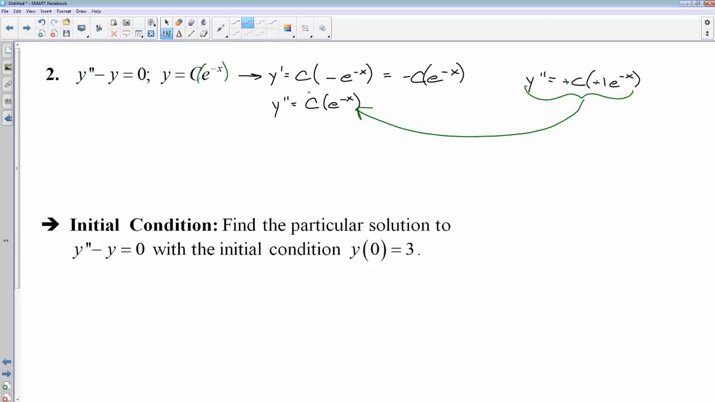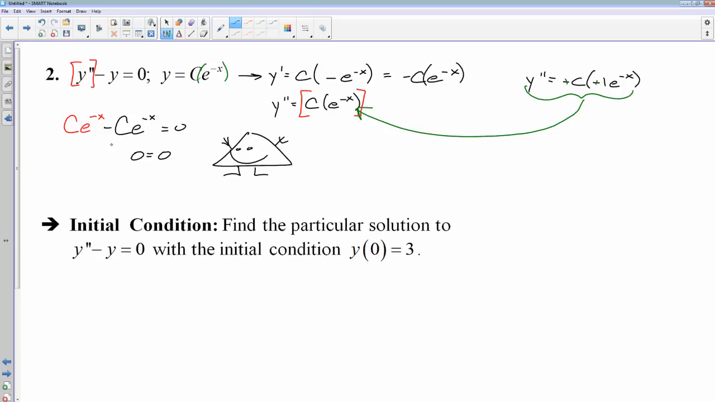So I'm going to plug this in for y double prime right here. So I have c e to the negative x minus my function y, which was given to us, c e to the negative x, and c e to the negative x minus c e to the negative x is 0. So that verifies that the solution, y equals c e to the negative x, does satisfy that differential equation. Now, there is something called an initial condition.